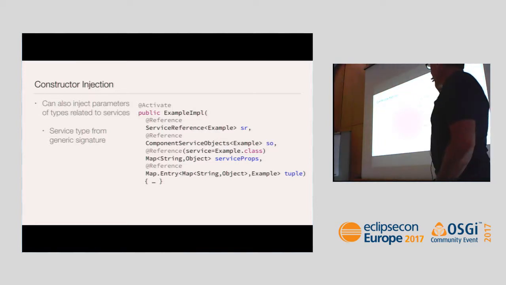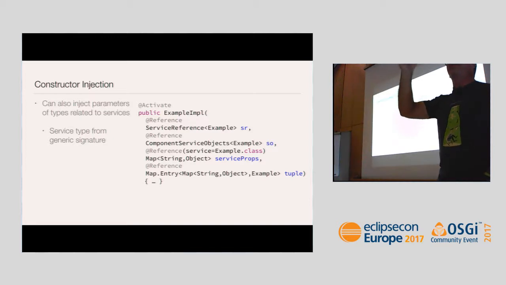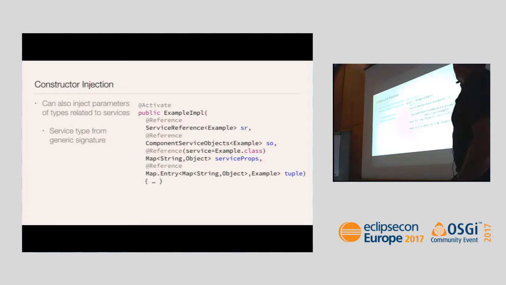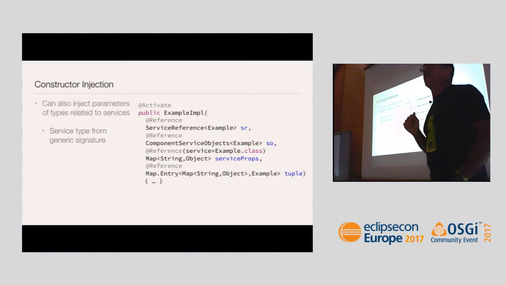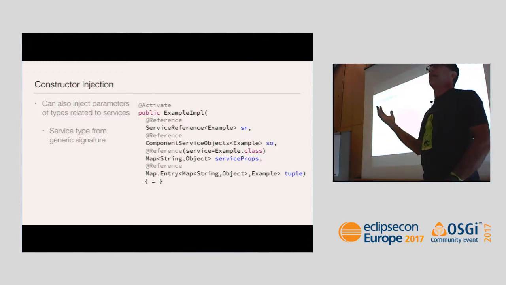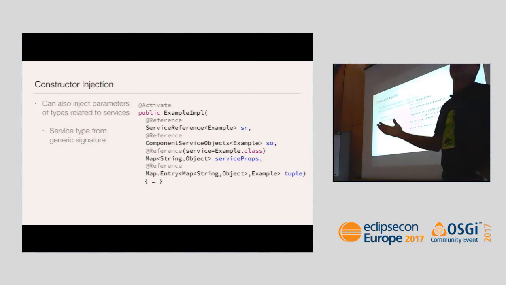And again, like in the field injection, sometimes you don't just want the service object, you want information about the service object, right? So you might want the service reference. You might want to be able to access it in a service prototype manner. You might need the component service object. Sometimes people want the service properties of a service, so we can inject them in the form of a map. Or you can even get the tuple version, which is one object that holds both the service object and the properties about the service. So basically all the forms of injection you can get with field injection, you can get through constructor injection as well.